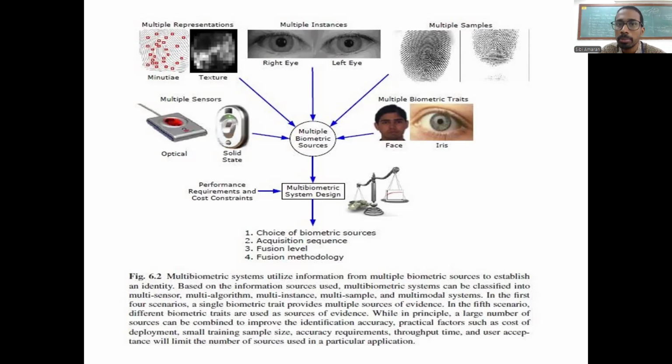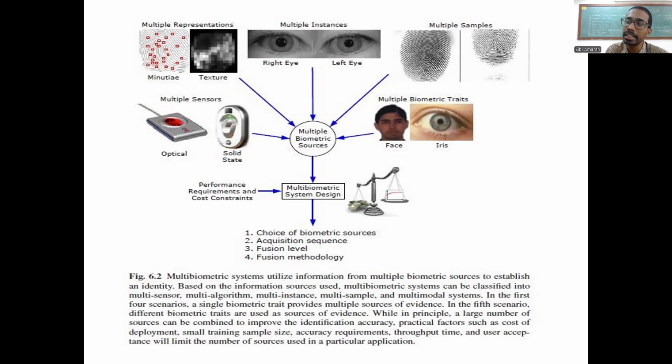And next, multiple instances. What are multiple instances? If I'm taking iris, I'll collect the input from the left eye as well as the right eye, and I join the samples. Then I'll come to a conclusion whether it comes from the same individual or from different individuals. If it comes from different individuals, it will be marked as an imposter. If it comes from the same individual, what will happen?